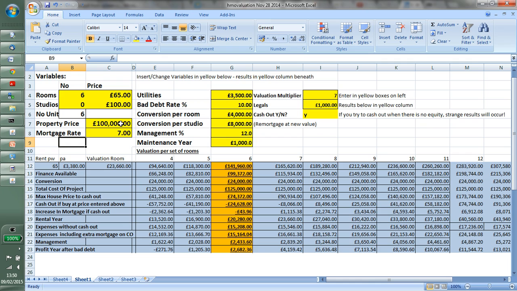So what else can you do with this calculator? Well, let's stress test this. What would happen if the mortgage rate went up to 9%? Just about break even, but at least you know that this particular example would stand a mortgage rate increase.